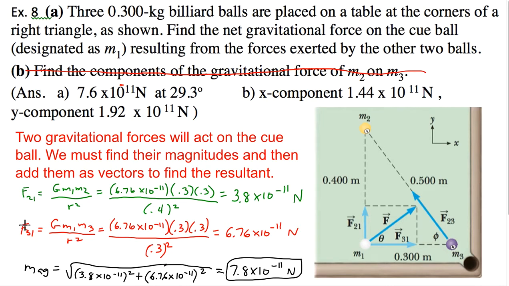So using the law again, we calculate that the force that ball 3 is exerting on ball 1 is 6.76 times 10 to the negative 11th. So these are the two forces and their magnitudes, and we're going to put them together into the Pythagorean theorem here and solve to get the magnitude of the resultant force. And that's really all there is to this problem. It's just a question of finding out how much force there is and then solving them as vectors.